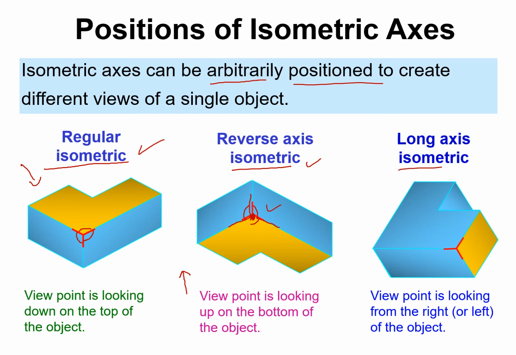Then this is the long axis isometric, and in long axis isometric we look from the right or left of an object. We identify our three axonometric axes, and then the angles between them, to get our isometric, dimetric, or trimetric axonometric view. So these are another three types based on how we look at an object. If we are looking at it from the top, that is regular isometric. If we are looking from the bottom, that is reverse axis isometric. If we are looking from the sides, that is long axis isometric view.